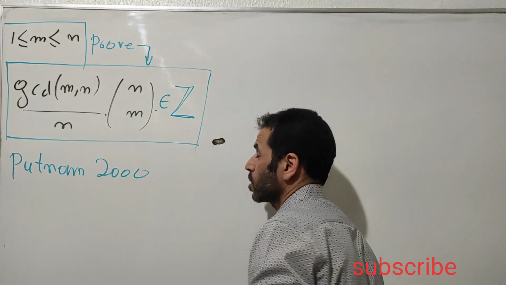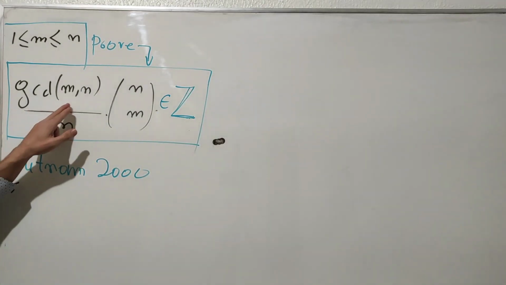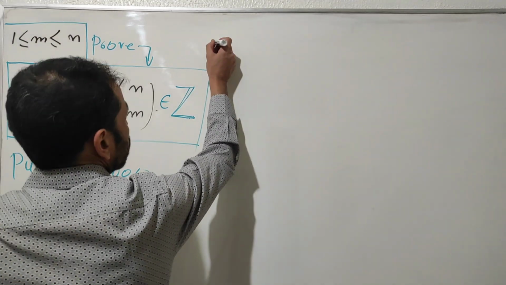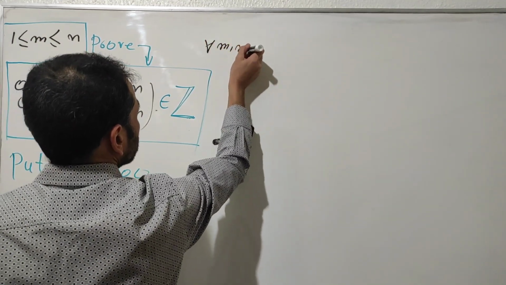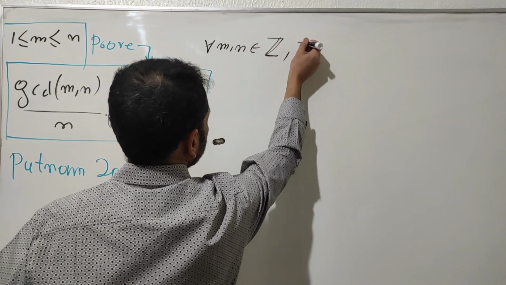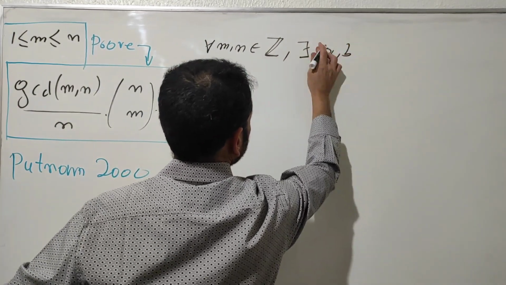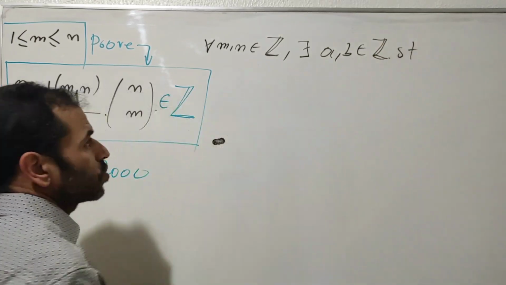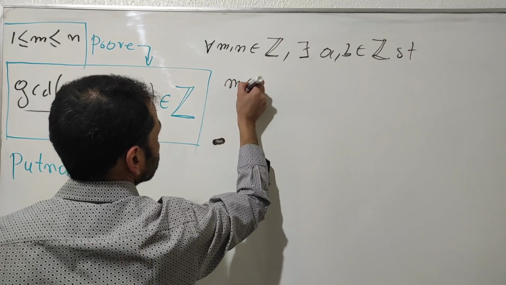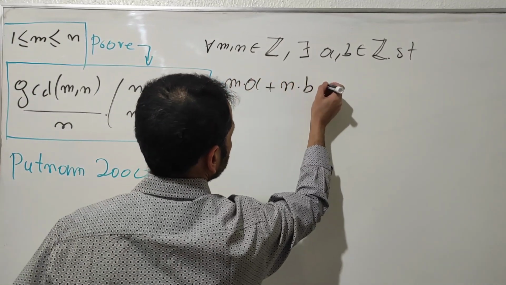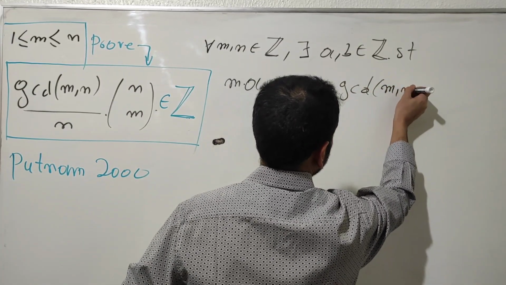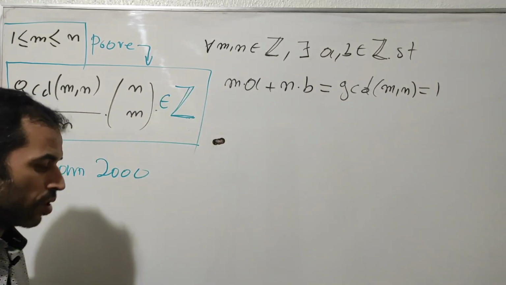Before we get started, what's the relationship between GCD and Bezout's theorem? Bezout's theorem is going to help us a lot here. Let me remind you quickly about it. For all integers m and n, there exist integers a and b such that m multiplied by a plus n multiplied by b equals the GCD of m and n, which equals 1. This is Bezout's theorem.